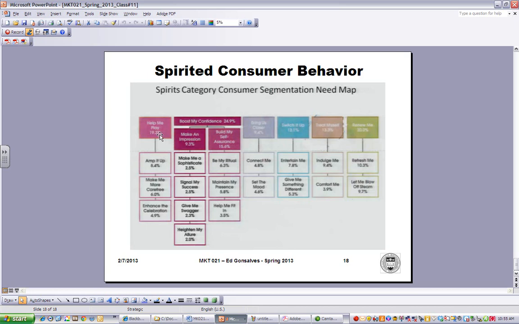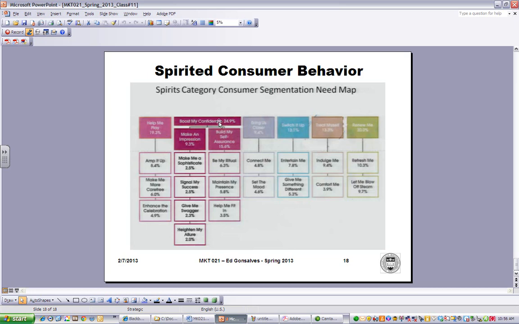20% are a "help me play" category in terms of why they drink. There's the "amp it up" part, which is 8% of that. "Make me more carefree," which is interesting, and "enhance the celebration." If you look at all the subsets of these major categories, you've got 18 different distinct categories that they came up with. "Switch it up" is "entertain me" or "give me something different." I guess that's being open to different kinds of products to drink.